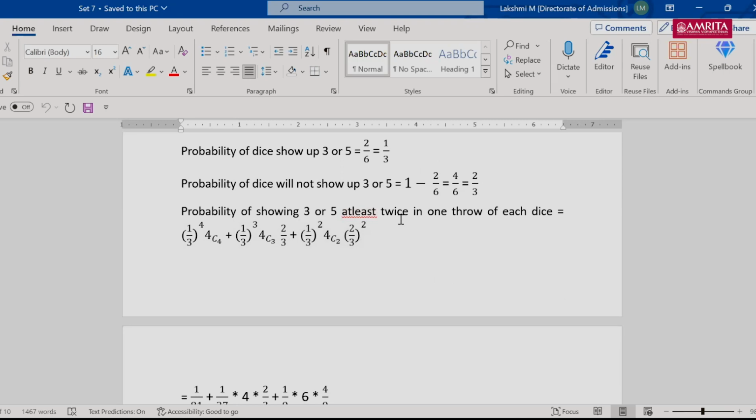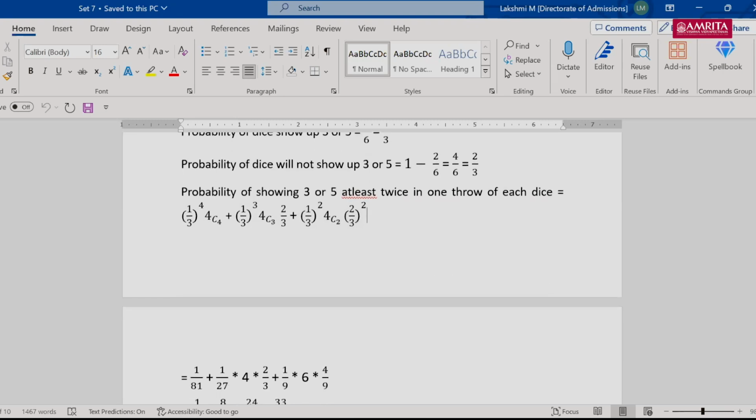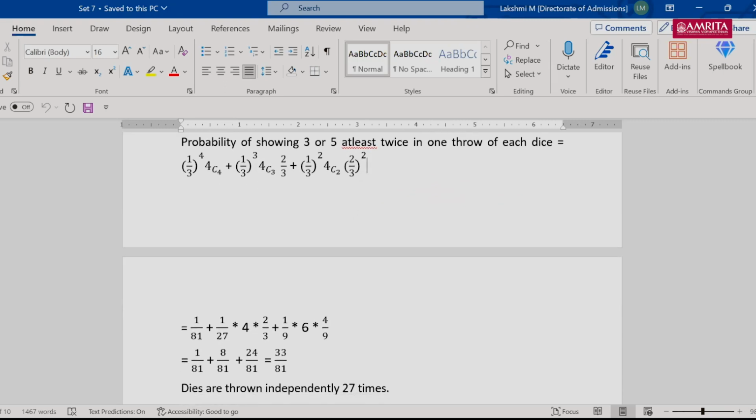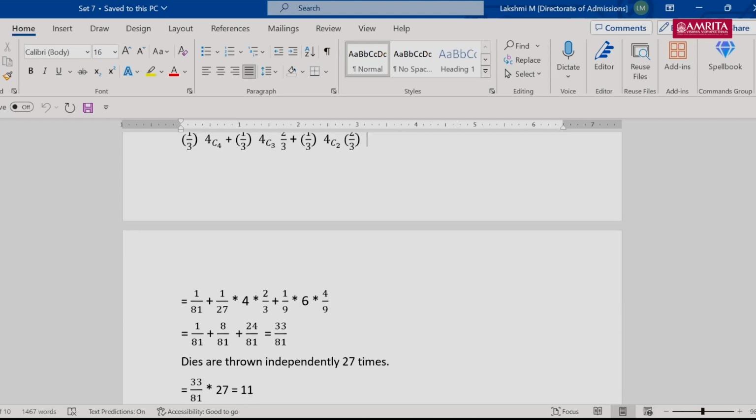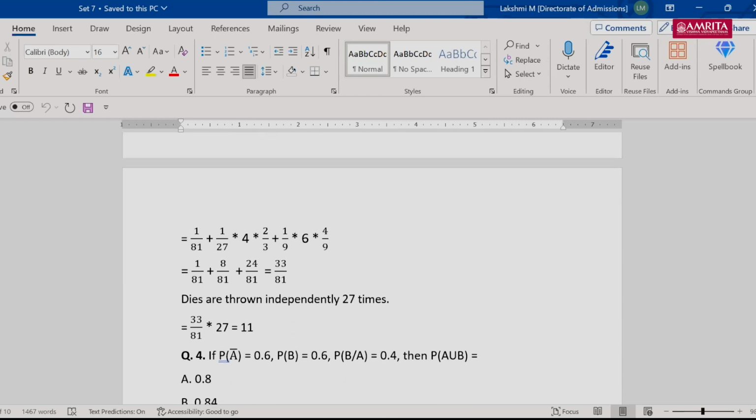2 has to be, so we can't take the remaining one. With the distribution, you could just find out what the cases are and solve it, and you have the answer: 33 by 81. Now, they have given in the question very clearly that they have thrown the dice independently 27 times. So this is multiplied by 27, and that will be the total count. So 27 and 81 will cancel, and it will be 11. Okay.